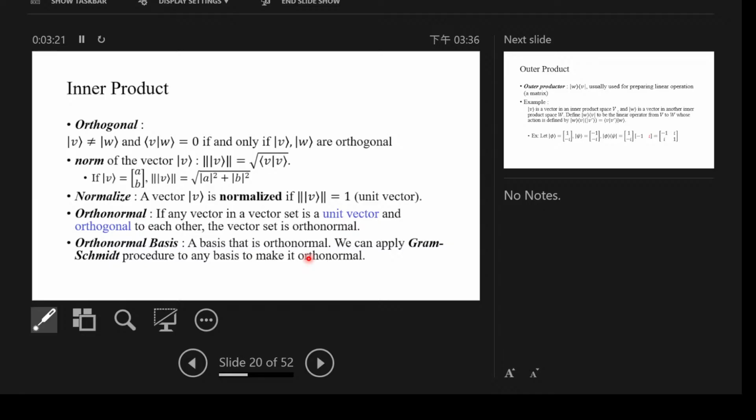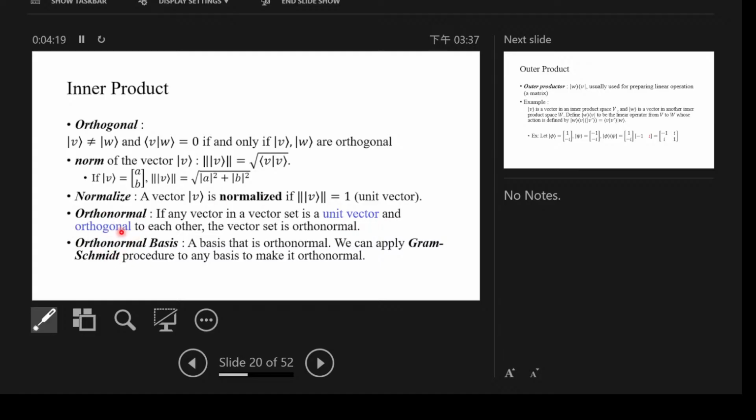With inner product we can define what's orthogonal, just like in the usual real coefficient linear algebra. We define two vectors as orthogonal if they have inner product 0. Also with inner product we can define the norm of our vector. We can normalize our vector by dividing the vector by its length, and then we get a normalized vector, which is a vector with length 1. A set of vectors is normal when all the vectors inside the set have length 1. They are unit vectors, and they are also orthogonal to each other.